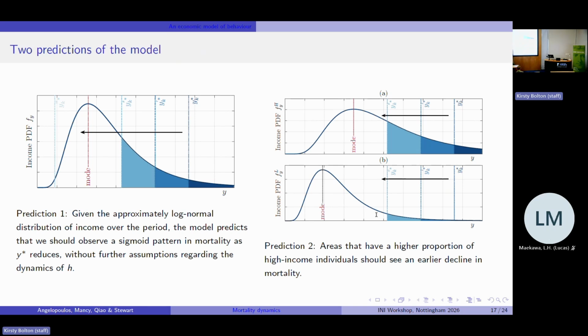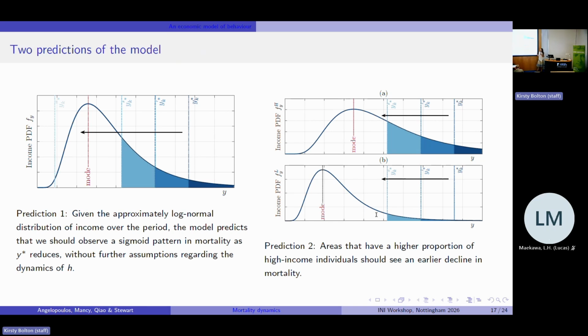So what this shows is that as you move Y star K, the threshold, to the left, that is, the income threshold is falling because the cost is falling for some reason. We pick up more and more individuals. And you can see that if you were to plot the CDF of that curve, you would get the S shape, the sigmoid pattern.